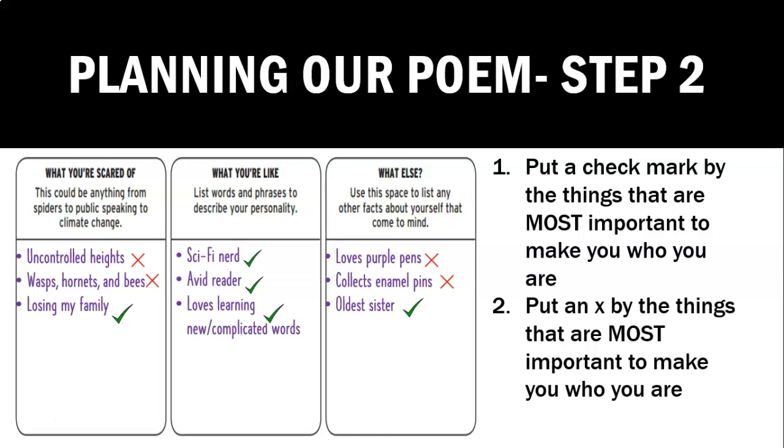The next box says what you're like. Okay, so I cheated a little bit because maybe I should have had a red X somewhere in this box, but I put I'm a science fiction nerd, I'm an avid reader, and I love to learn new complicated words. I think if any of those things were different, that would make me a very different person than I am. So I put green check marks next to all of them. Then it says, what else? Use this space to list any other facts about yourself that come to mind.